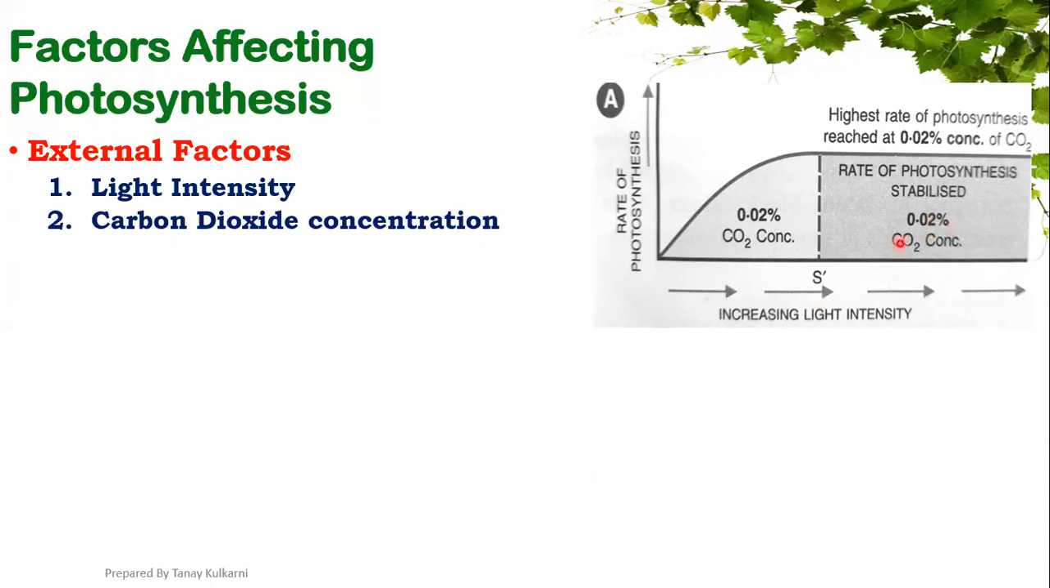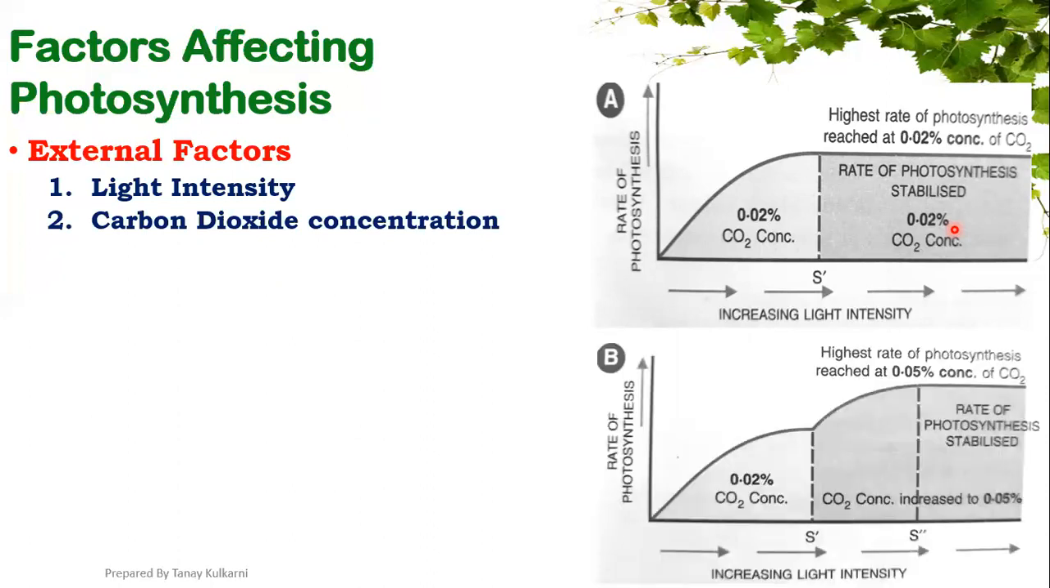at that time the concentration of carbon dioxide will be 0.02%. But if due to some reason at this point the carbon dioxide concentration increases, the photosynthesis will also increase again up to a certain limit or up to a certain concentration of carbon dioxide, that is 0.05%. Over and above, if the carbon dioxide concentration increases, the rate of photosynthesis will not increase because stomata will get closed due to increased CO2 concentration.